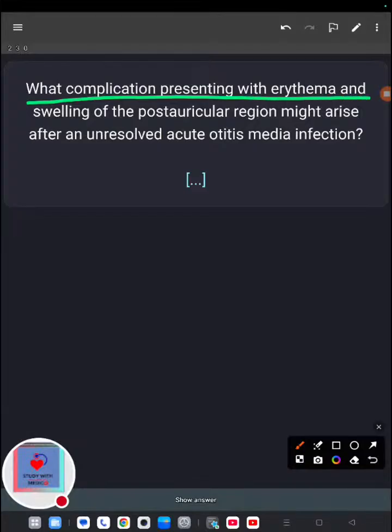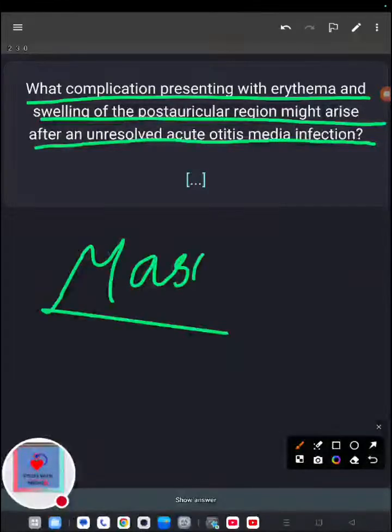What complication presenting with erythema and swelling in the post-auricular region might arise after an unresolved otitis media, that is mastoiditis?